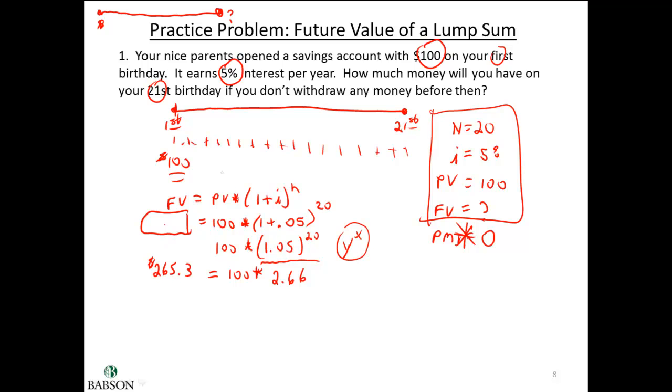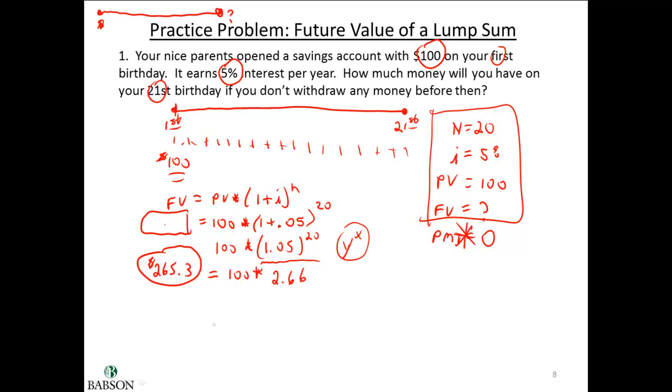So we solved this one algebraically. We've got an answer. What does that answer mean? Look back at the problem. Does it make sense? I'm going to deposit, or my parents are going to deposit, $100 on my first birthday. It earns about 5% per year. On the 21st birthday, it'll be worth $265.30.